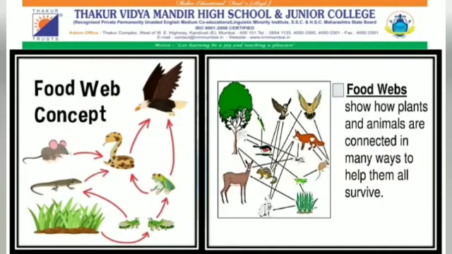Let's study the food web shown in this picture. Insects eat the grass. Lizard and frog eat the insects. A snake eats rat, lizard and frog. Who eats the snake? An eagle eats the snake. Thus, food webs show how plants and animals are connected in many ways to help them all survive.